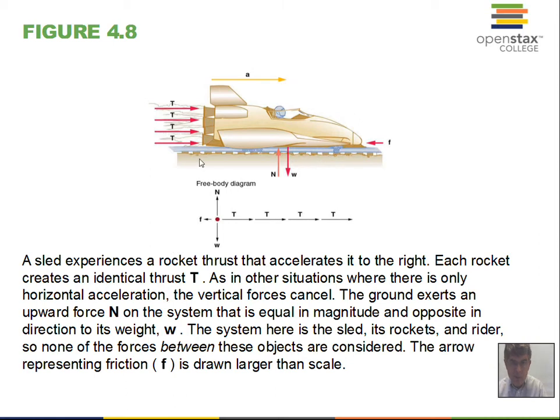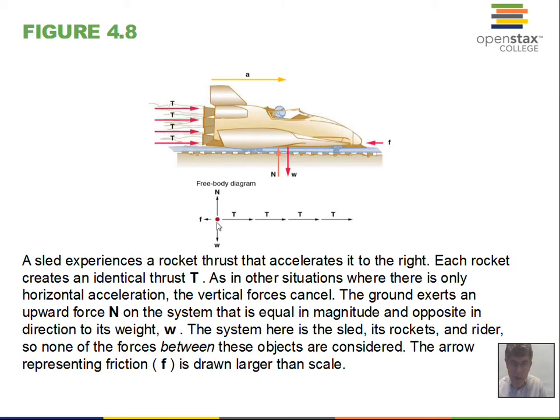Another example here, we won't work out any numbers, but a rocket sled. The effect of the rockets is to create a thrust that's off to the right, a push off to the right. There's going to be some friction, at least air resistance, back to the left. The rocket sled has a weight downward. The ground pushes up on the rocket sled. And we can combine these again in a free body diagram.